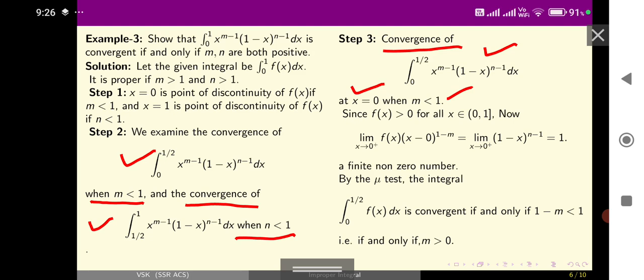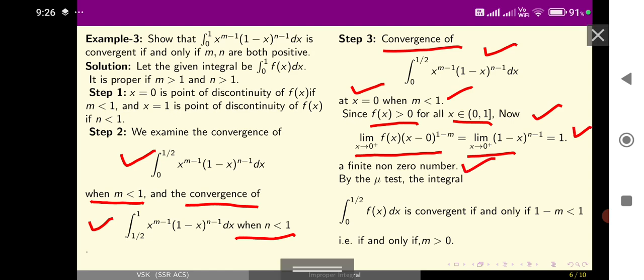So clearly f(x) is greater than 0 for all x belonging to this interval, 0 to 1 by 2. Now, limit x tends to 0 plus f(x) into (x minus 0) to the power 1 minus m, which is limit x tends to 0 plus (1 minus x) to the power n minus 1. And when we put x equal to 0, we get 1, which is a finite non-zero number.